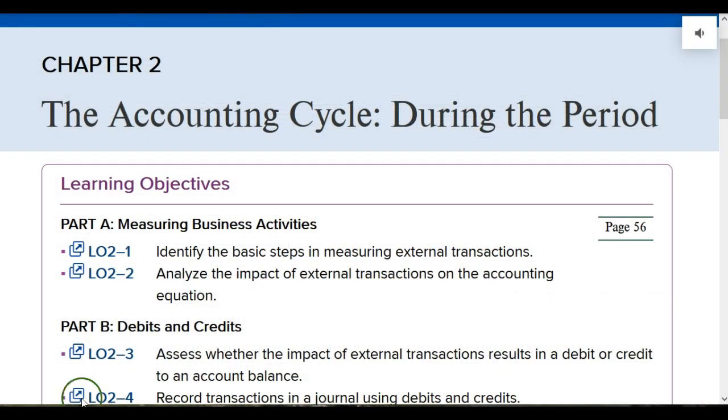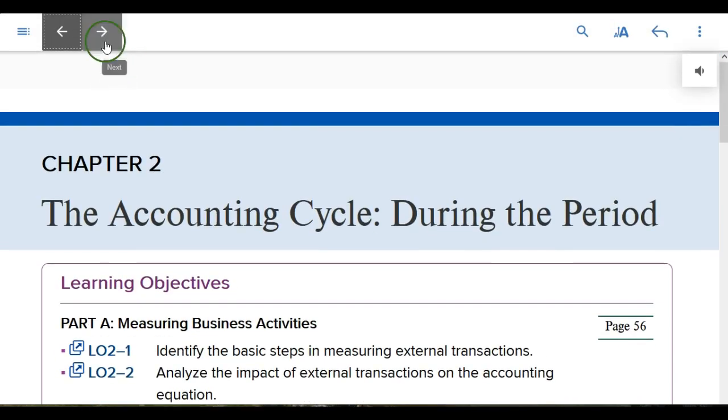So I'll bring up the page. Here it is. So the title of this chapter is The Accounting Cycle During the Period. In this chapter we're going to continue with the business we introduced in the previous chapter, the soccer company, the academy. And so we're going to go through various transactions. You can read the learning objectives here yourself. So let's go to the next section.